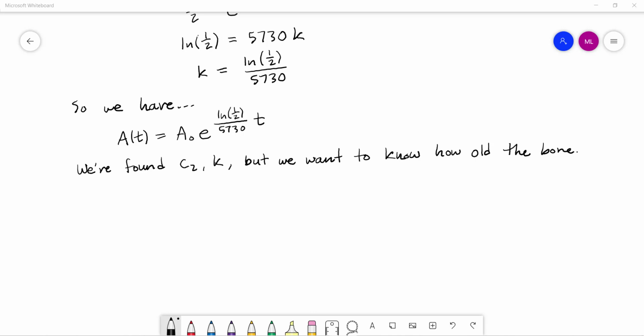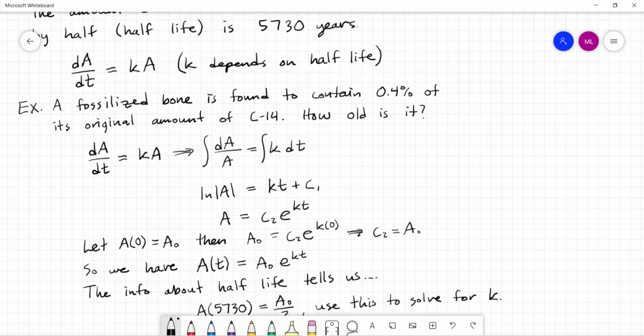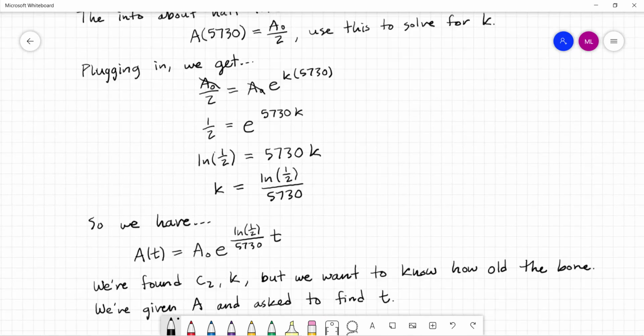So we're given the amount A and asked to find the corresponding time t that goes with that amount A. Okay, and what is the amount? It was 0.4%, I think. Yes, 0.4% of the original amount.